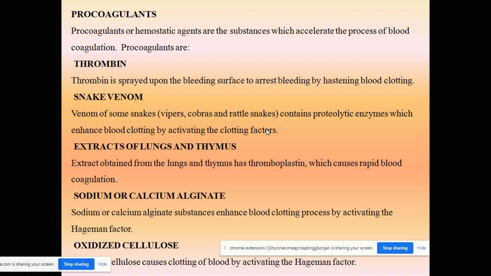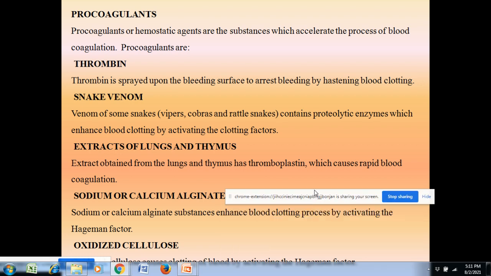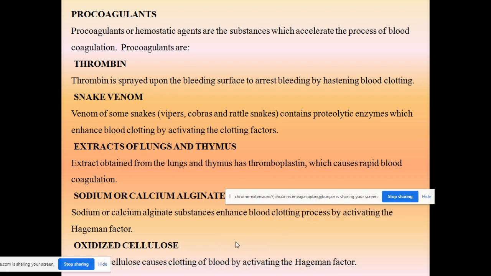Sodium or calcium alginate. So these are also substances that enhance blood clotting by activating the Hageman factor. Okay. Next is the oxidized cellulose. So this also causes clotting of the blood, the same as the previous one. It activates the Hageman factor.